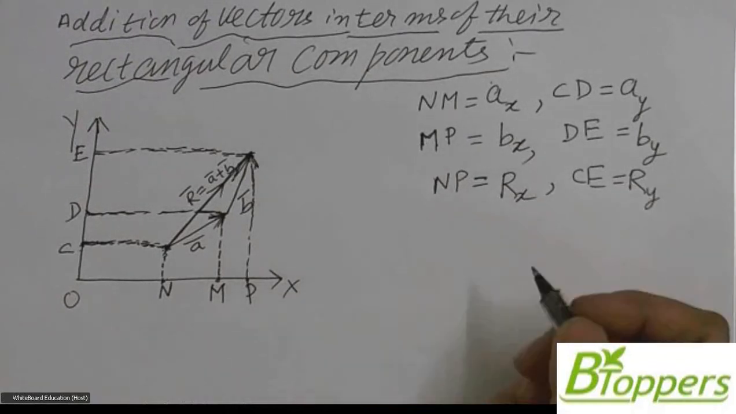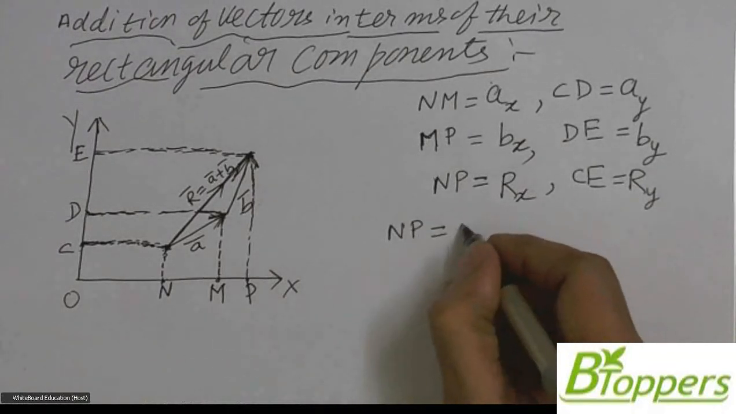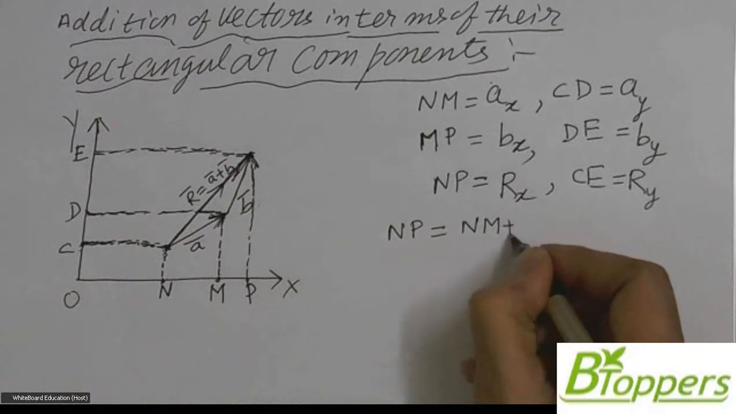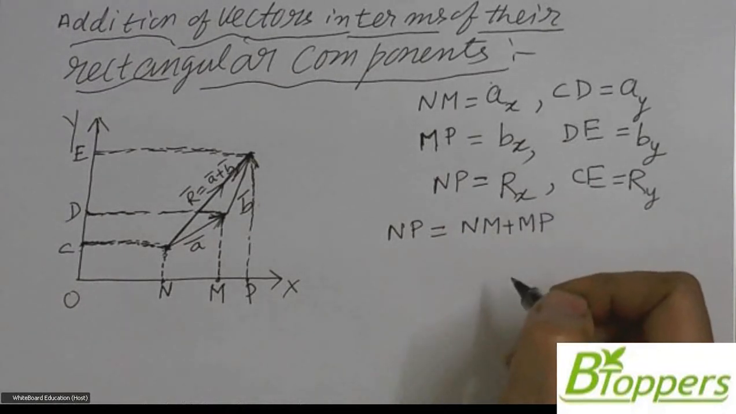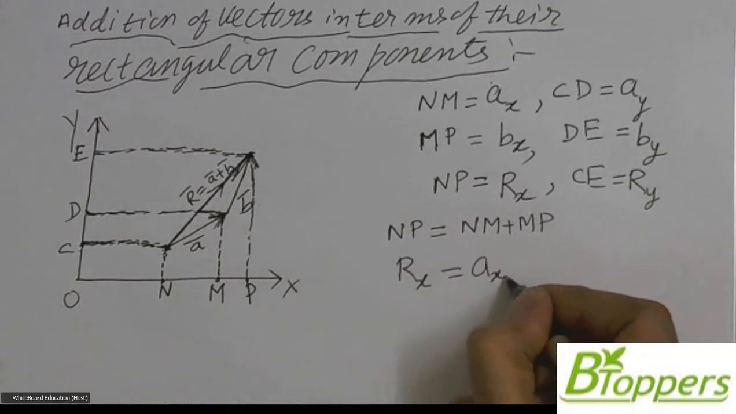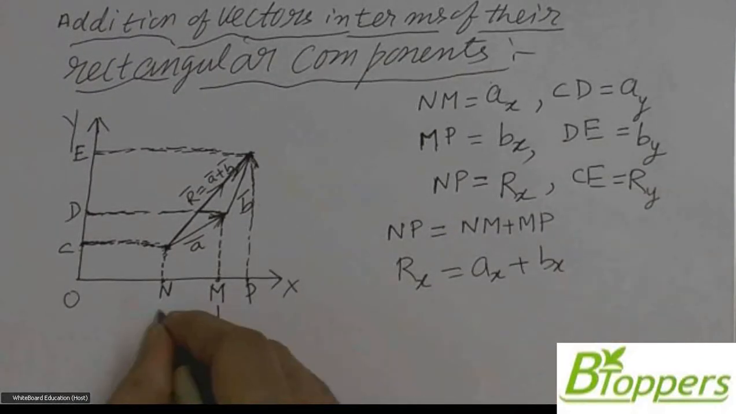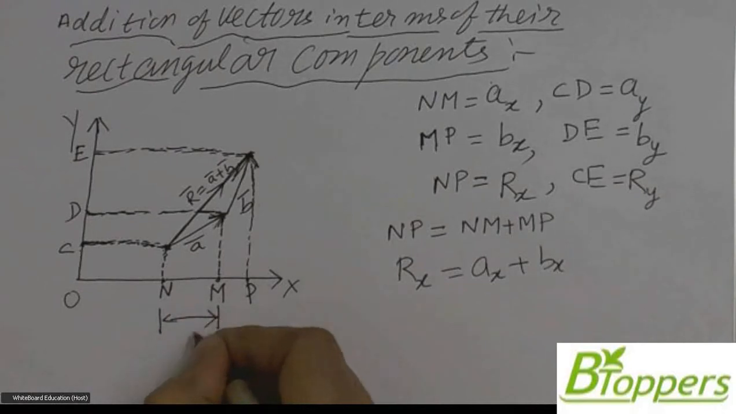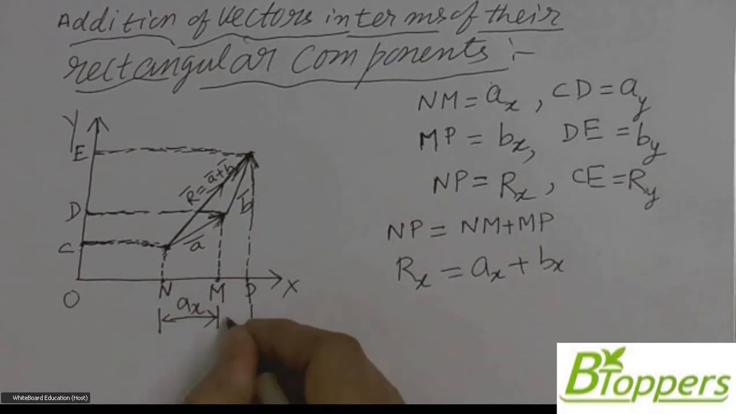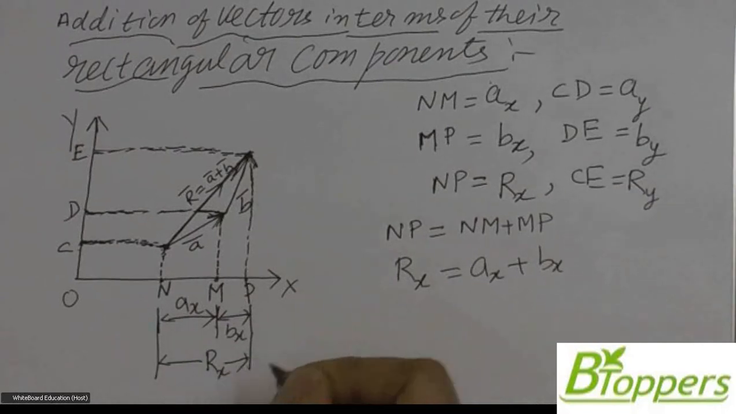We can observe from the figure that the length of the line NP can be written as NM plus MP. That means we can write Rx equal to Ax plus Bx. That means from here to here in the figure, this gives you Ax and this length gives you Bx. This length gives you Rx.